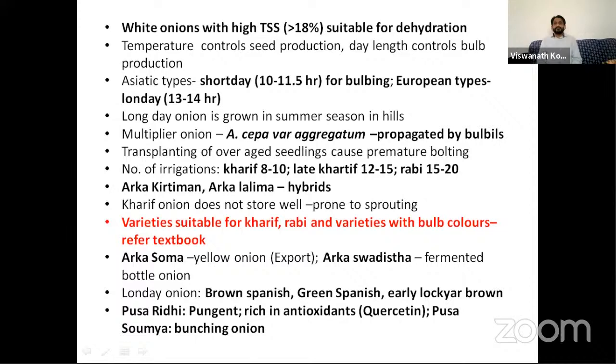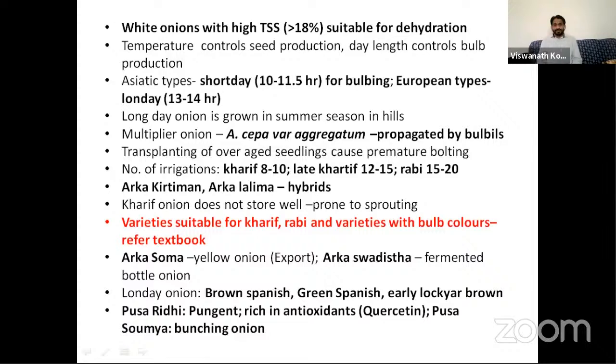So we have to send the kharif and late kharif onion to the market immediately. Generally we hear in the news that the onion price falls down to 2 rupees per kg. That happens because kharif and late kharif onion we cannot store, we have to send it to the market immediately. All the harvest of kharif and late kharif onion comes in the months of October to December to the market at the same time. So there will be a glut in the price.